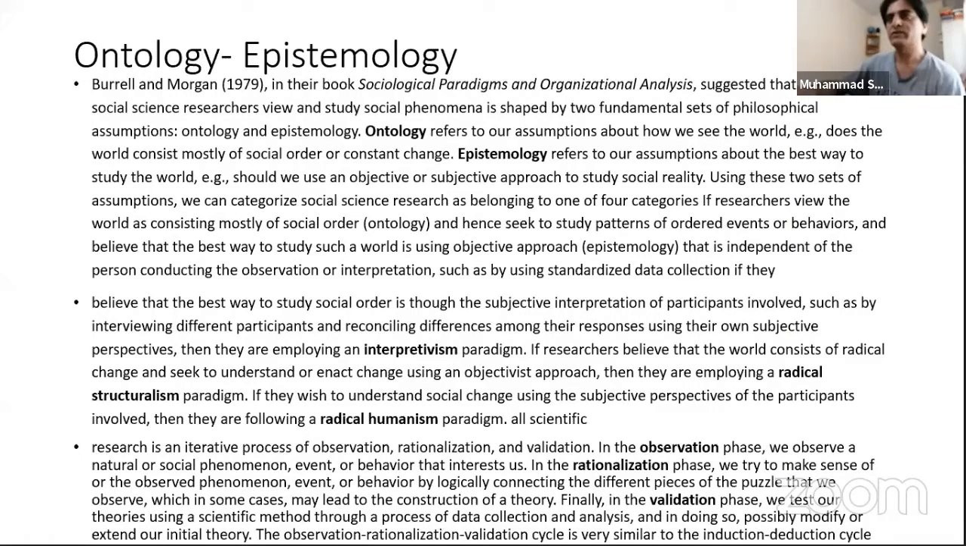Ontology refers to our assumption about how we see the world. For example, does the world consist mostly of social order or constant change? And epistemology refers to our assumption about the best way to study the world. For example, should we use an objective or subjective approach to study social reality?